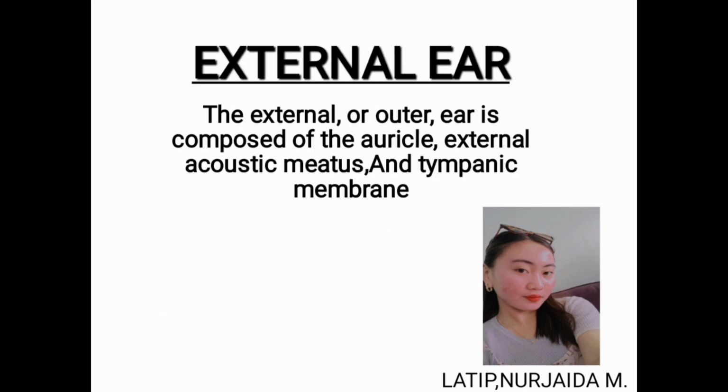External ear. The external or outer ear is composed of the auricle, external acoustic meatus, and tympanic membrane. So, the auricle is the structure surrounding the auditory canal opening. The external acoustic meatus is a short, narrow chamber carved into the temporal bone of the skull. And the tympanic membrane: sound waves entering the auditory canal eventually hit the tympanic membrane.